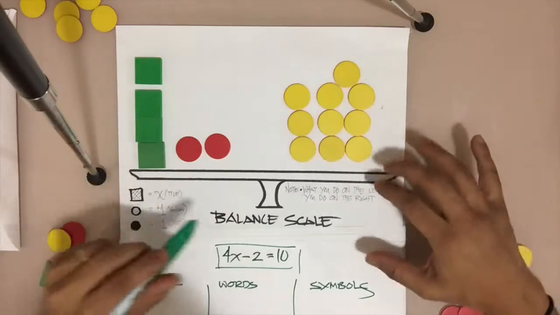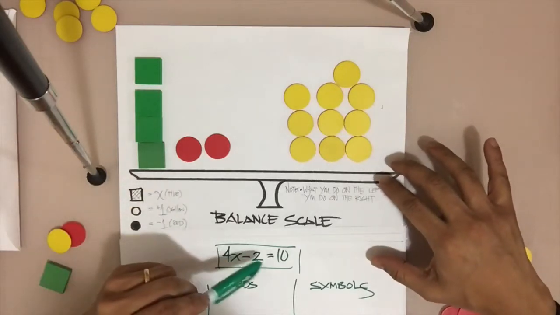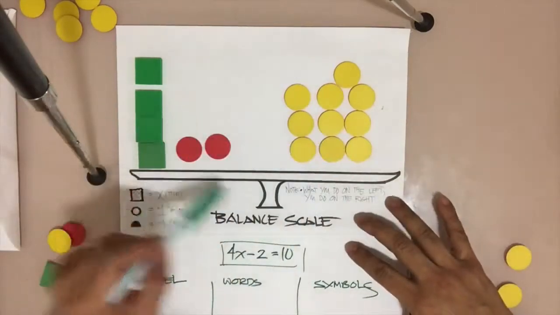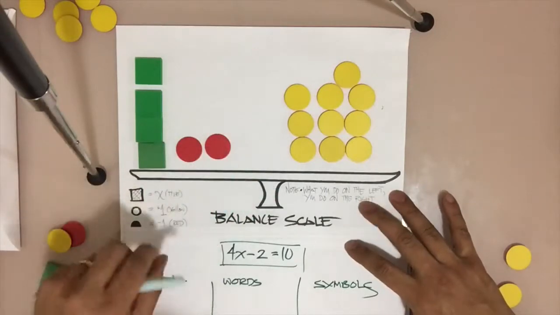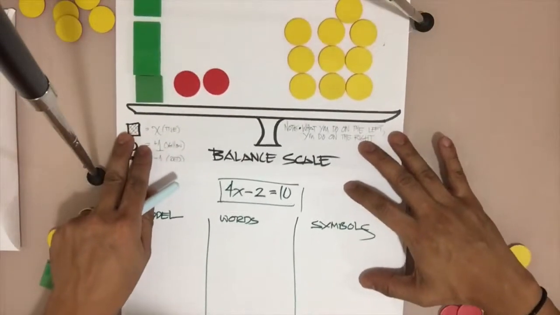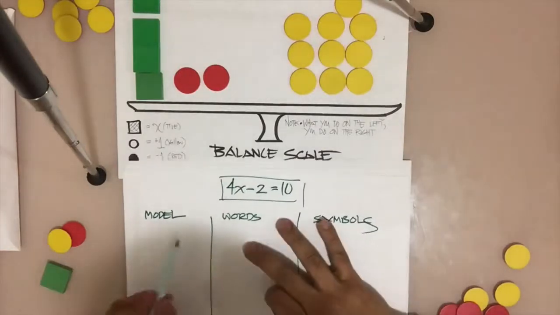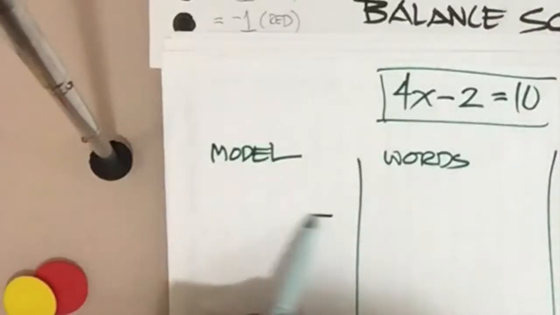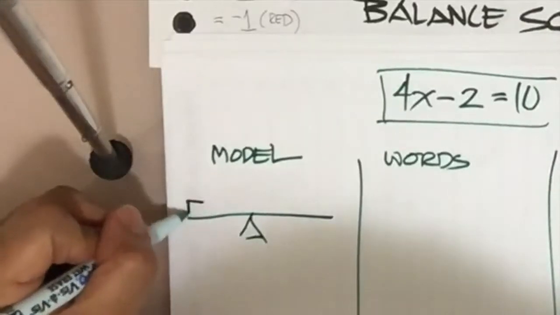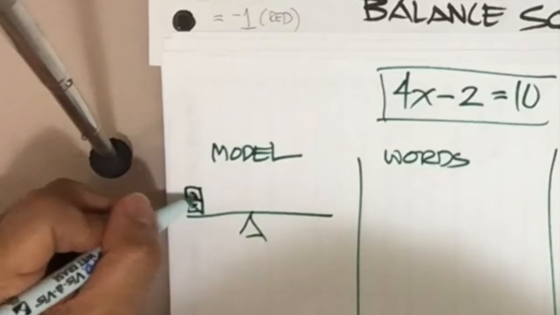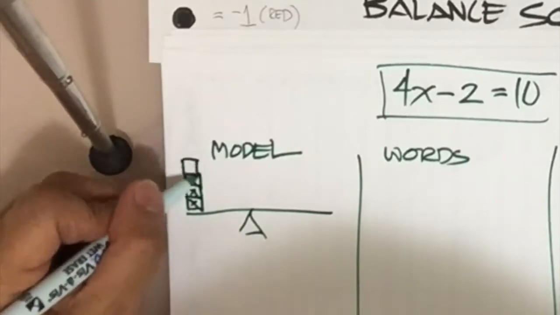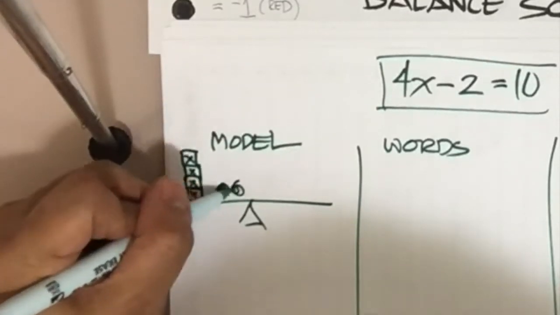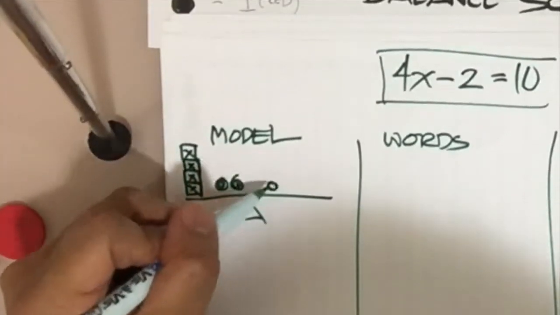Now we will represent 4x minus 2 equals 10 into a model, words, and symbols. Remember what we did? When we use the manipulatives, we will now translate this into a model. So we started with 4x's on the left and 2 negatives on the left side. On the other side, I have 10.